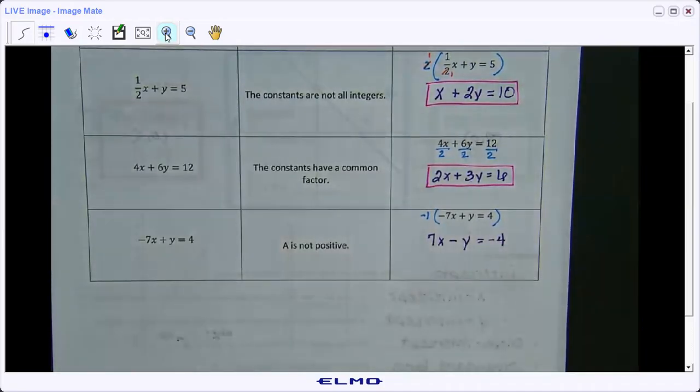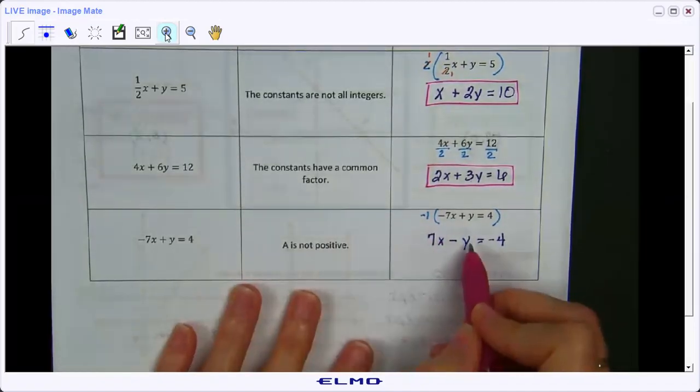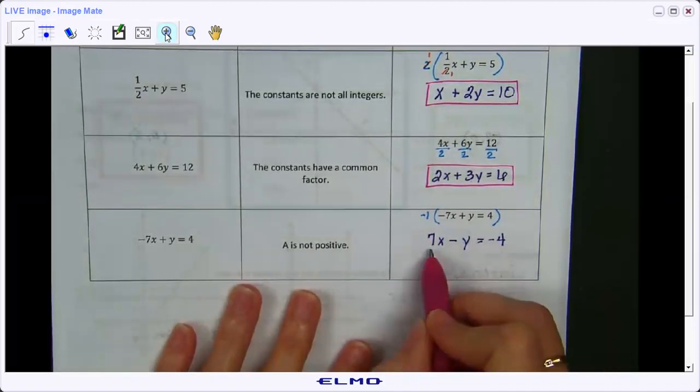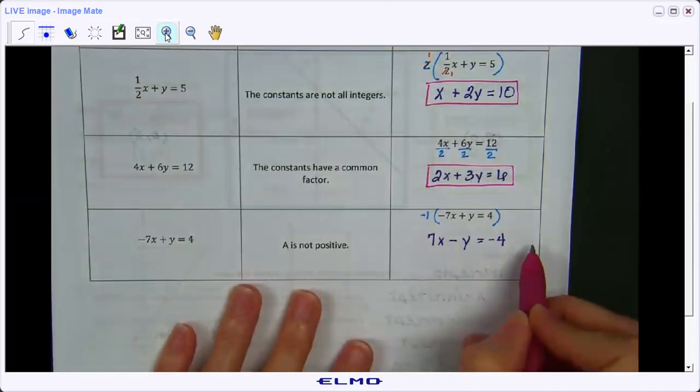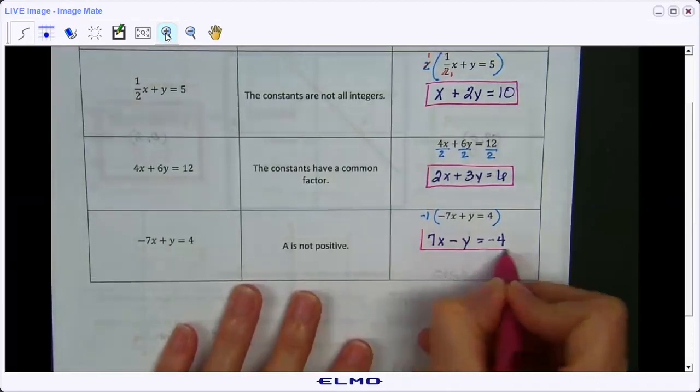You'll notice that there are negatives in the standard form of the equation. But A isn't. You only have to worry about A. Any other term can be negative, all right? And so both your variable terms are on the left. A is positive, there's no fractions or decimals, and there are no common factors, so this is our final answer.